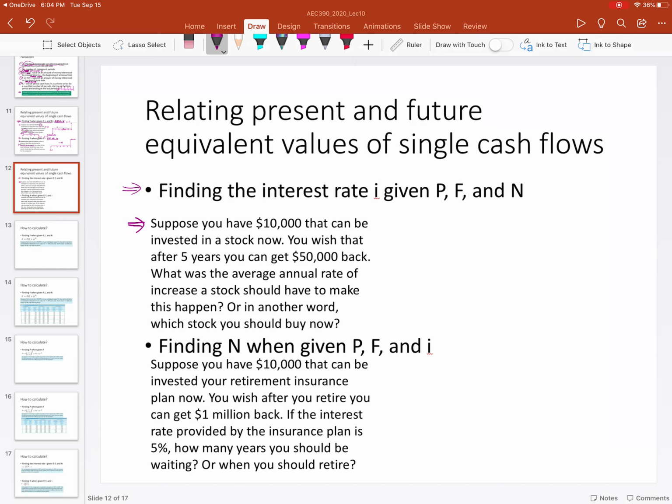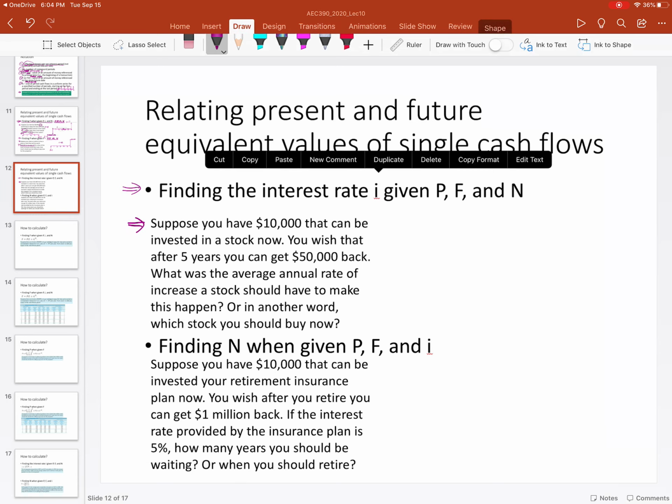Suppose that you have 10,000 that can be invested in a stock now. Okay, that's 10,000 you can pay for a stock at present. So that's your P. And you wish that after 5 years you can get 50,000 back. So that's your future value. Okay, so after 5 years, so that's your number of periods. So your question is, what was the average annual rate of interest a stock should have to make this happen?